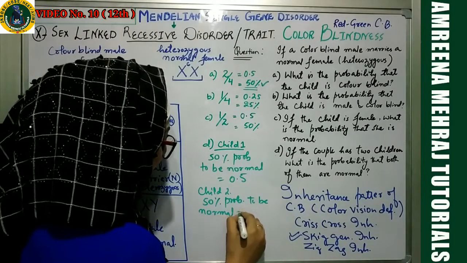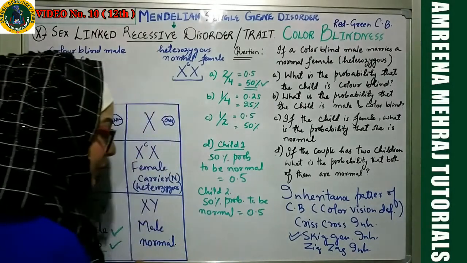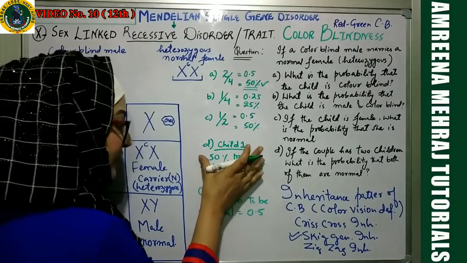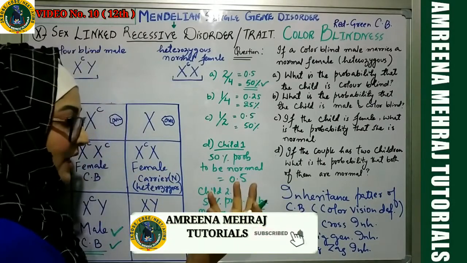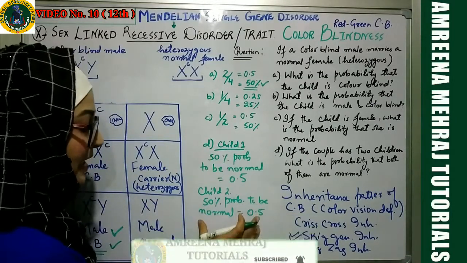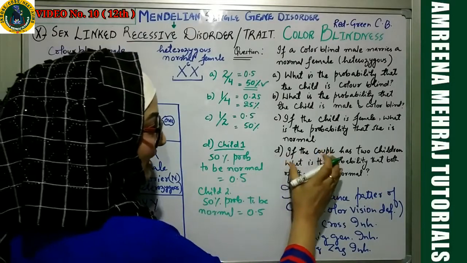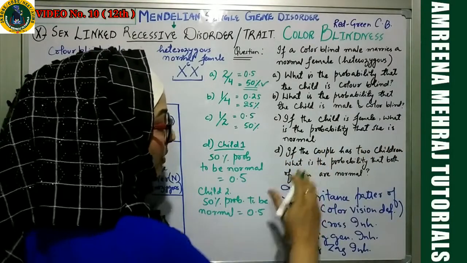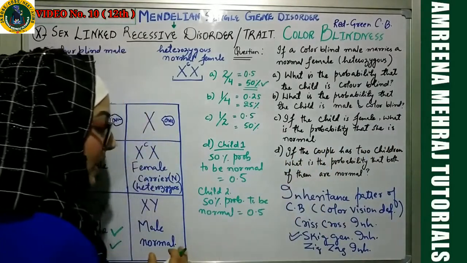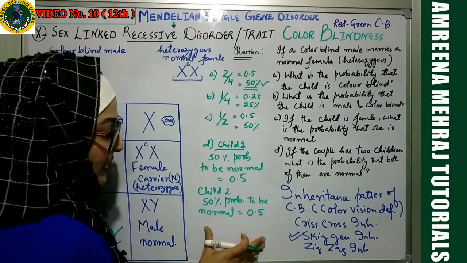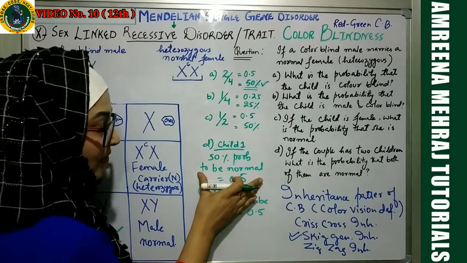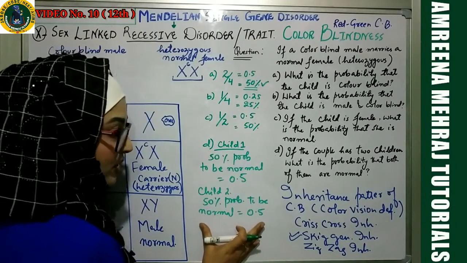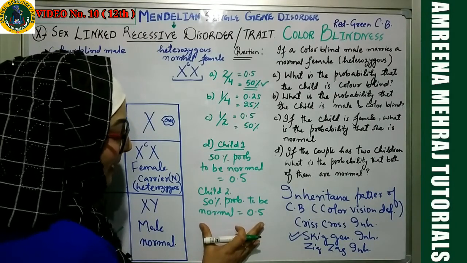So that means again 0.5. So 0.5 or 50% probability for 1 child to be normal, 50% probability for 1 child to be normal. This is child 1, this is child 2. This stands for the question: if the couple has only 2 children, what is their probability to be normal? Now, both of the events are independent of each other. If this child is born, there's 50% probability that the child will be normal. If this child is born, there's 50% probability for the child to be normal.